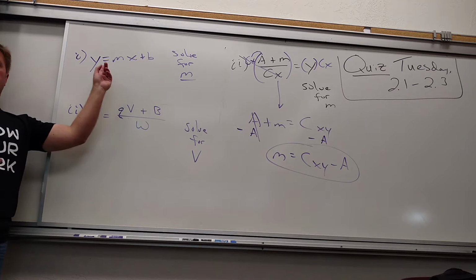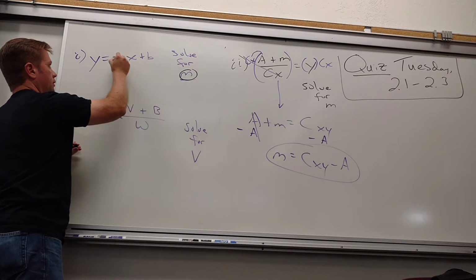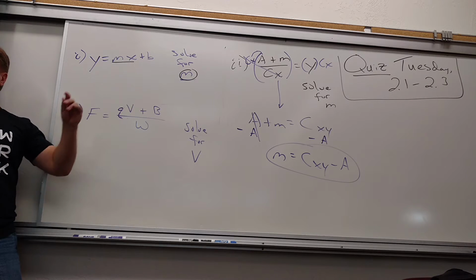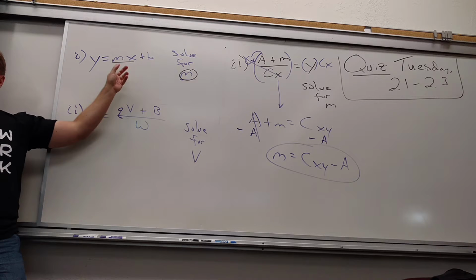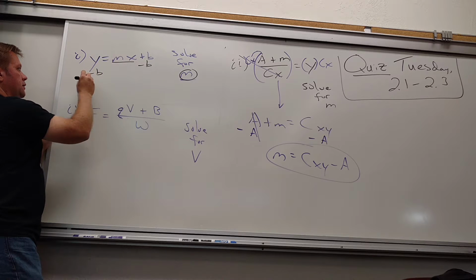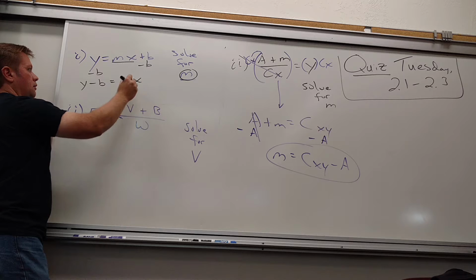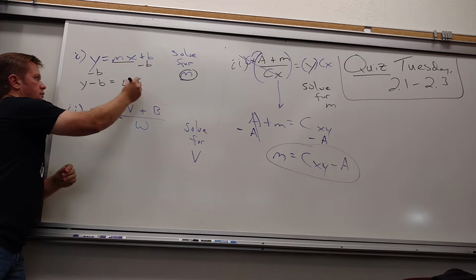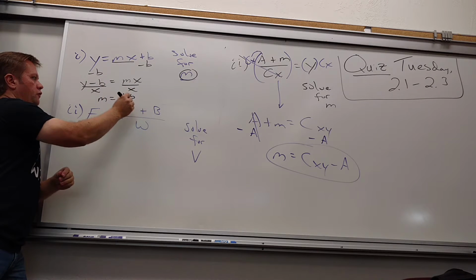So this first one shouldn't be bad. How do you always solve any equation? You find where your variable is. You get rid of anything else that's with that term. So what am I going to do first here? Subtract b. The last thing I'm going to do is divide. So I subtract b. Y minus b. Divide by x. So m equals y minus b over x.